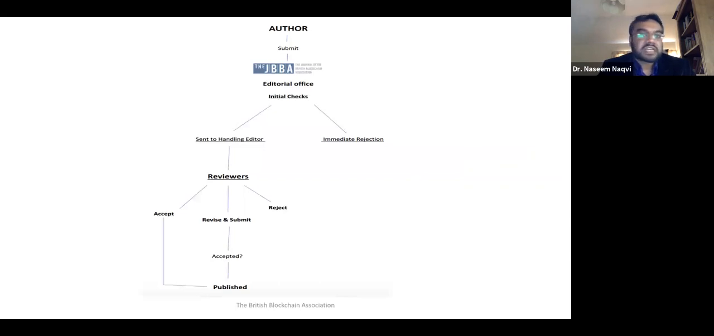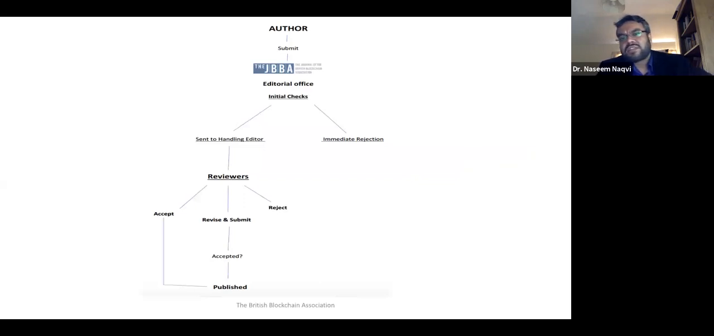So what are the three most important checks? Well, the first one is initial suitability. If you send an article to the JBBA discussing sports injuries in Africa, with no mention of or relevance to blockchain, distributed ledgers, or cryptocurrencies, then it's going to be rejected. So always make sure you check the aims and scope of the journal. Second is plagiarism. Plagiarism checks are performed very early on, and your article is going to be rejected if there is any evidence of plagiarism or fraud.